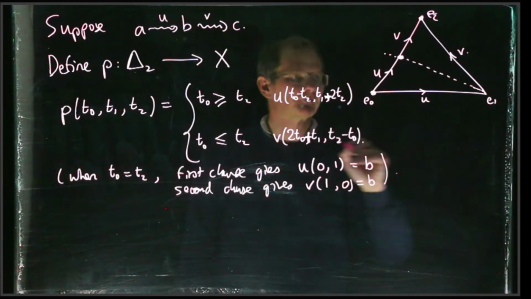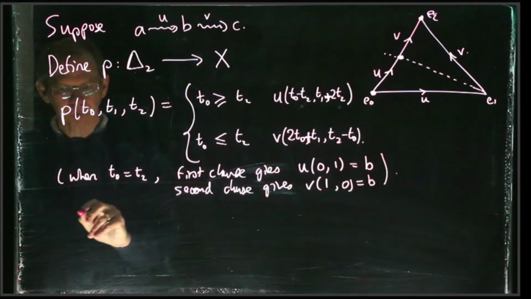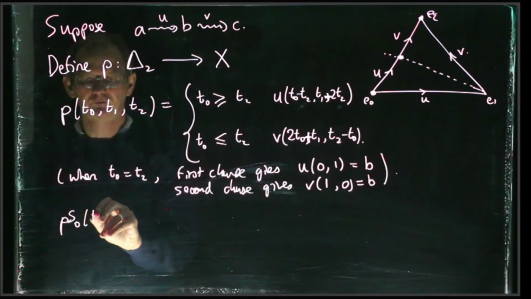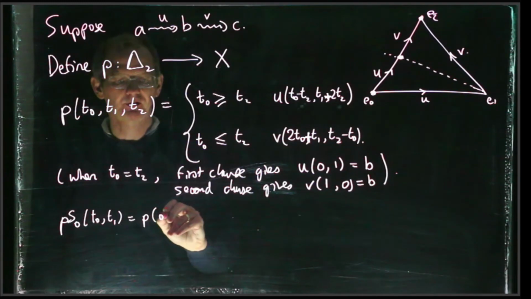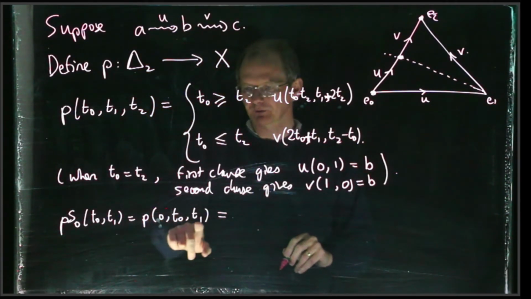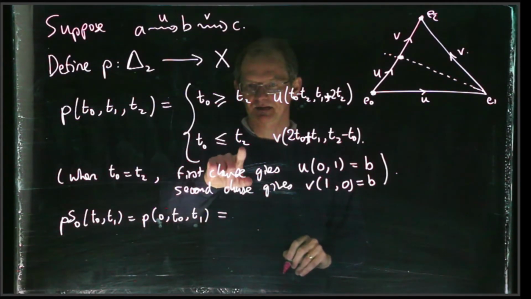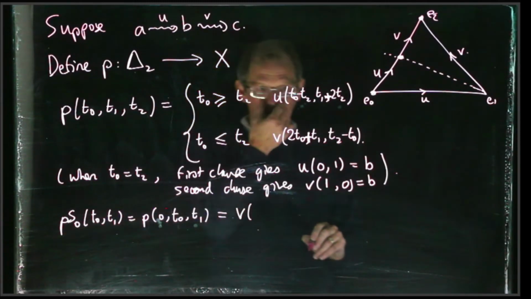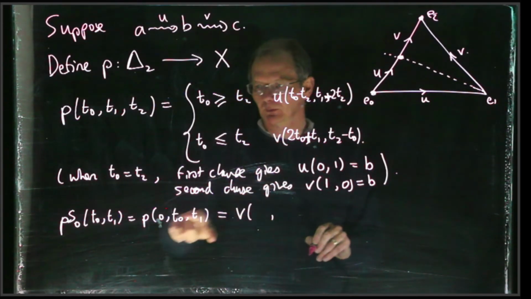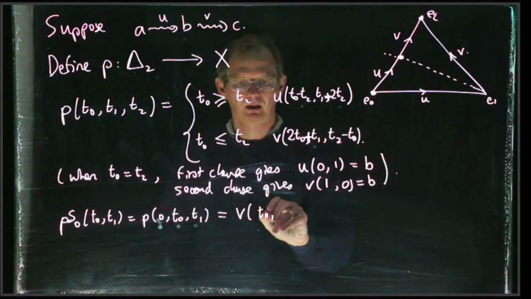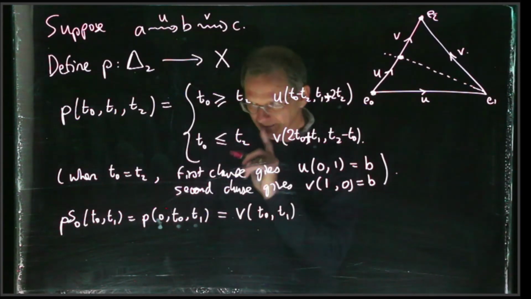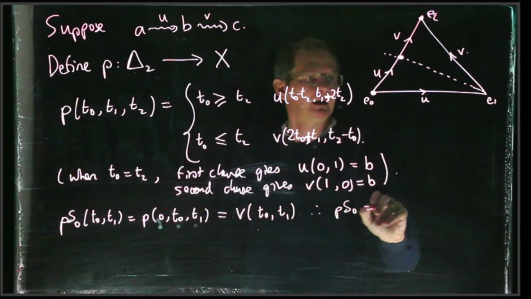So this is a well-defined continuous map from delta 2, and so let's look at the boundary of this P. So we do P delta naught of T0, T1. Okay, so that's P of 0, T0, T1. Here the first coordinate is less than or equal to the last coordinate. So we're in this second clause here, V, and here you get twice the first coordinate plus the second one, so that's 2 zeros plus T0, which is T0. And then here you get the last coordinate minus the first one, so that's your T1 minus 0, which is T1. Okay, so P delta naught is V.